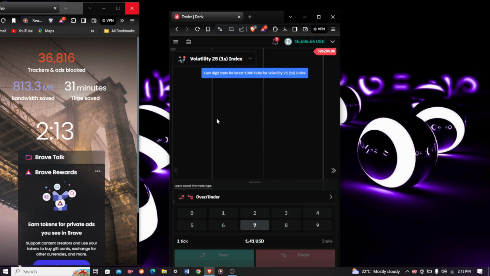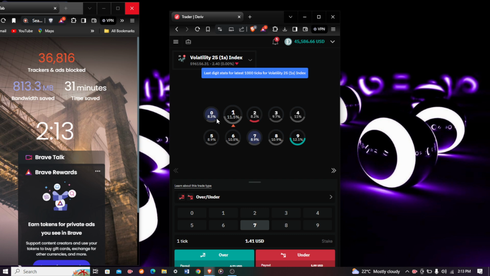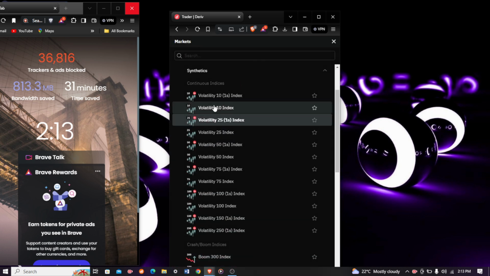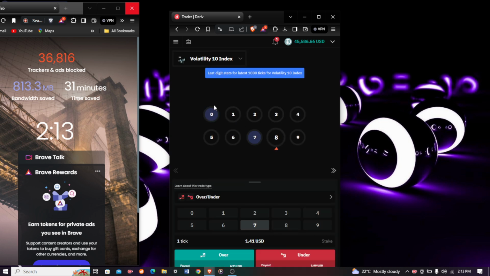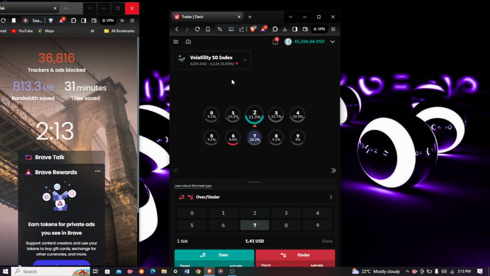We go to volatility 25, 1S. This is also not predictable. Whenever you see that there is no 1S market that meets your requirements, now shift to the normal volatilities. So we'll go to volatility 10 because you have seen no 1S market is obeying our strategy. Okay. So this is under 7.